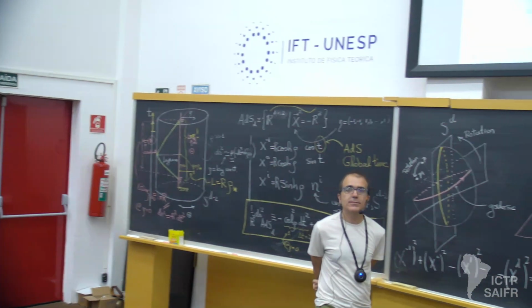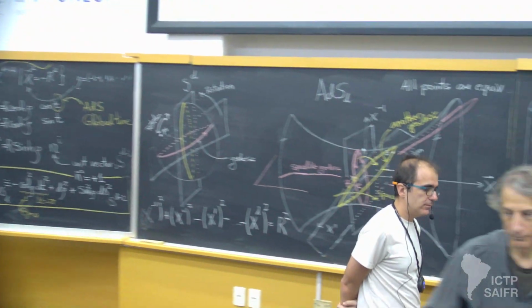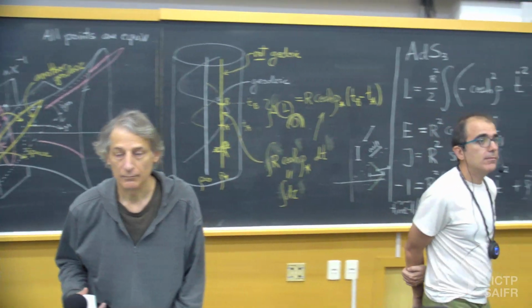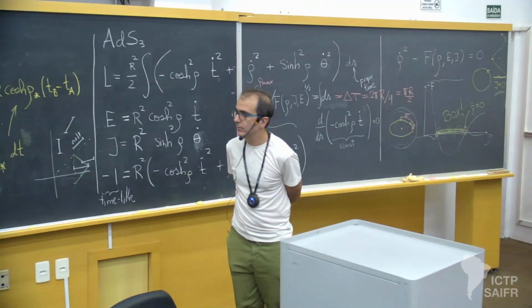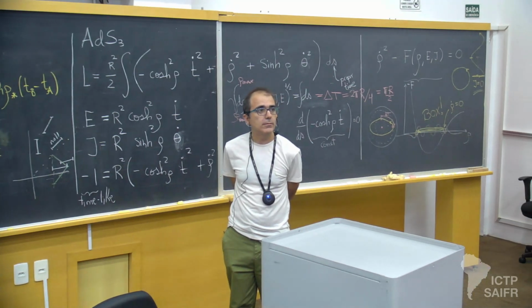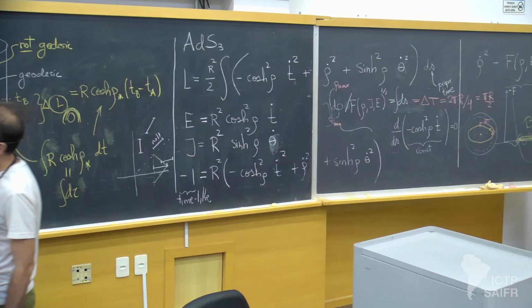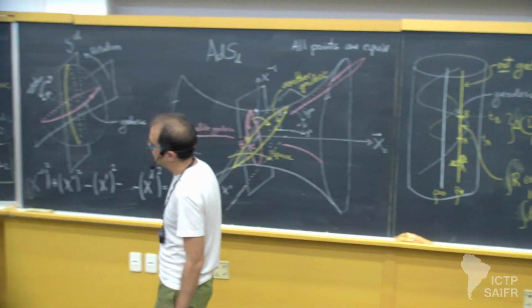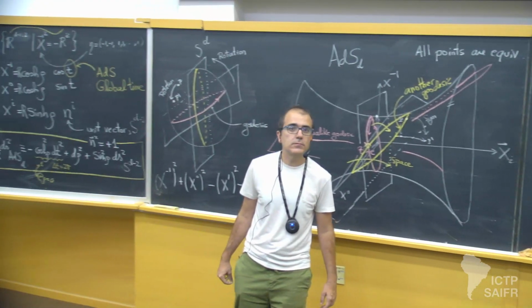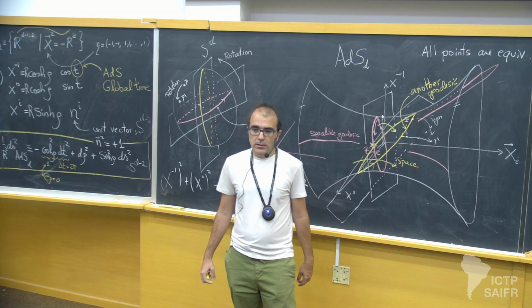My question was about what you said. When you talked about null geodesics in AdS2, I thought that because they are just geodesics in the embedding space, if you threw a light ray, it would never come back. But it seems not the case, right?